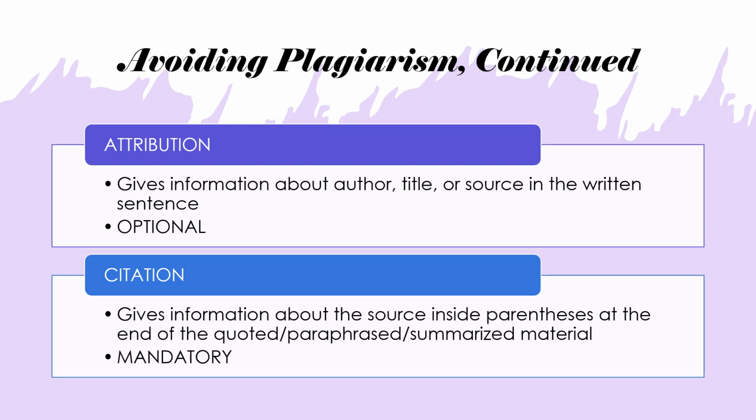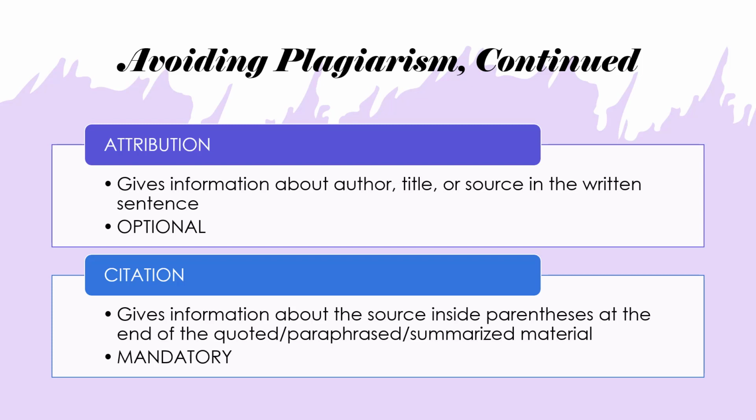Citations are mandatory in order to say that you have not plagiarized. Okay? Attribution, on the other hand, is optional, is not in parentheses, and it gives some information about the author, title, or source in the written sentence. Okay? So attribution does give credit to the author, but it is not a citation. And plagiarism is determined by whether or not you have citations, not whether you have quote-unquote given credit.